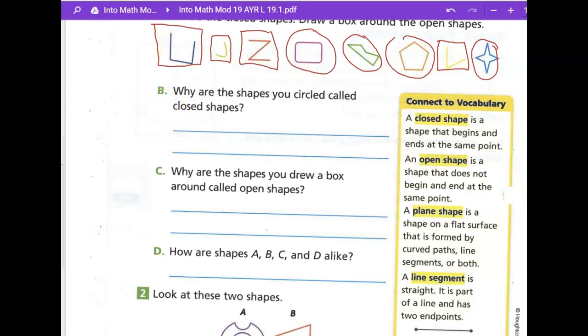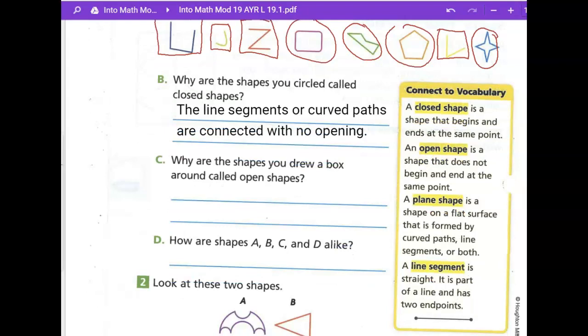Now, okay. So B, why are the shapes you circled called closed shapes? The line segments or curved paths are connected with no opening. They start and end at the same place. C says the line segments or curved paths have an opening. And then D says, how are shapes A, B, C, and D alike? Can anybody tell me how shapes A, B, C, and D are alike?